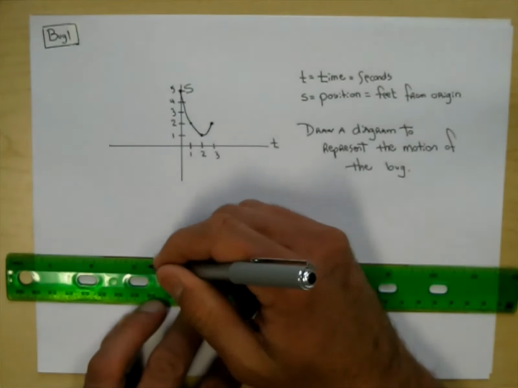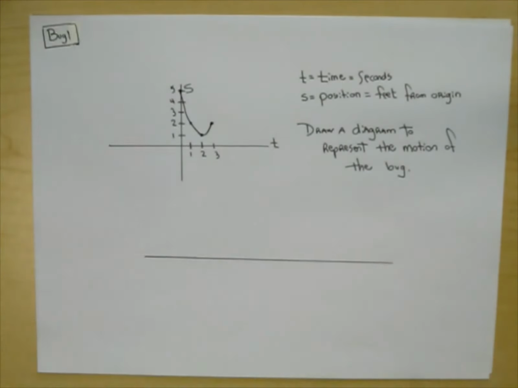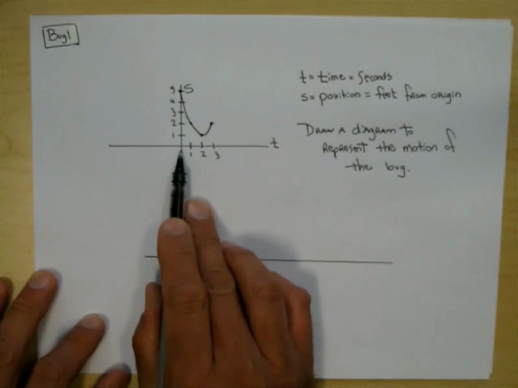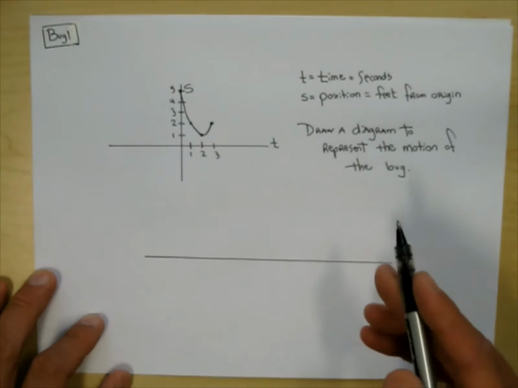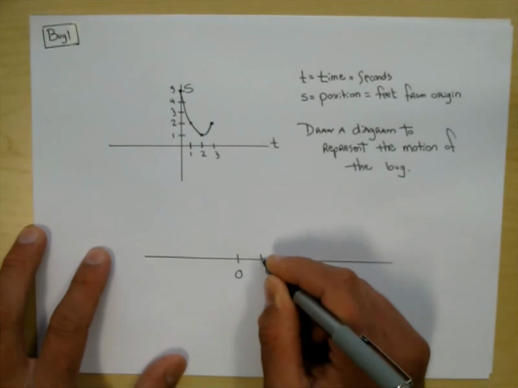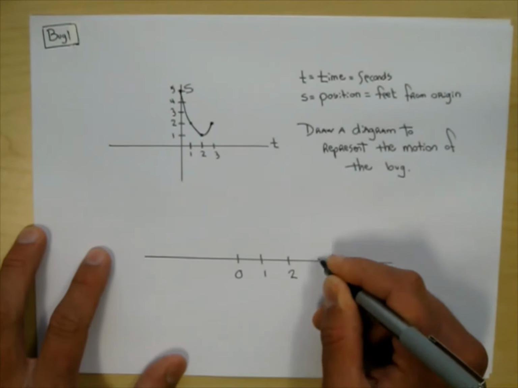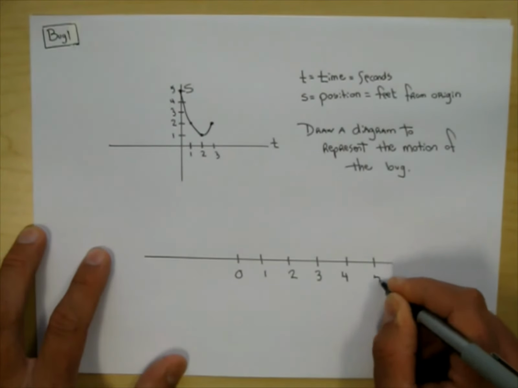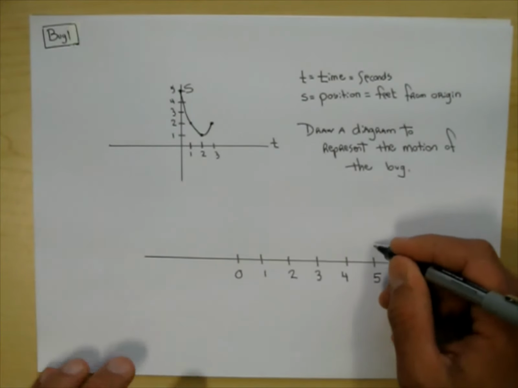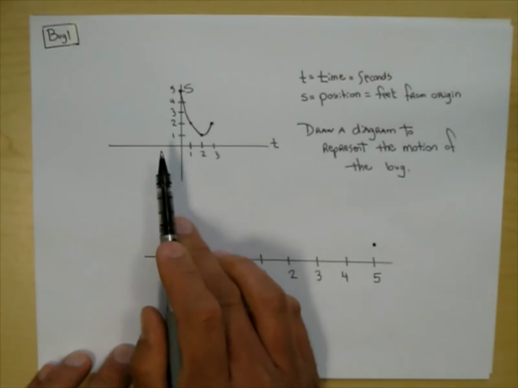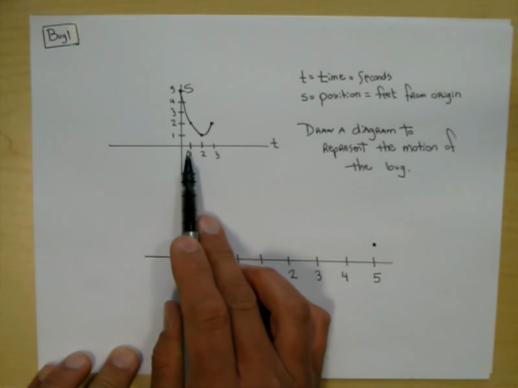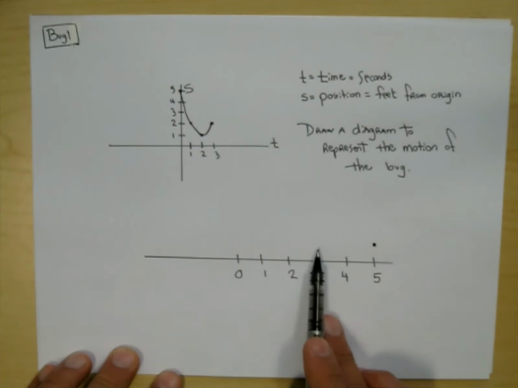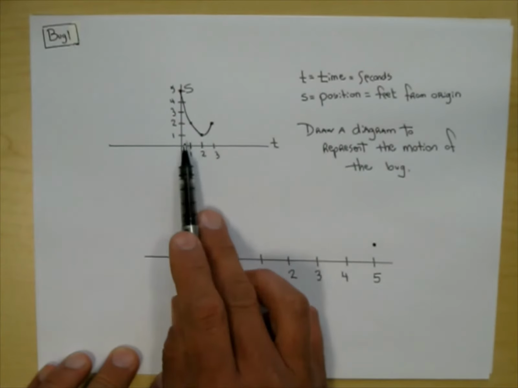I'm going to draw a number line. And we can see, here's time. At 0 seconds, the bug is at 5 on the number line. So let's go ahead and draw a number line. So at 0 seconds, the bug is right there. And then what happens as time goes on, as you go to 1 second, the bug is at 2. So it looks like the bug is traveling this way. And then at 2 seconds, the bug is at 1.